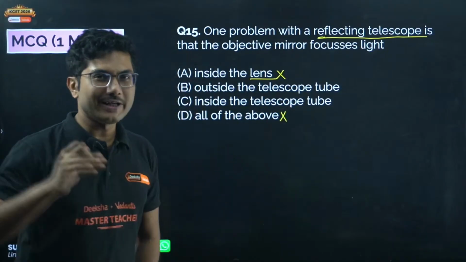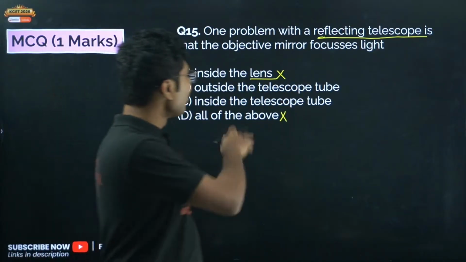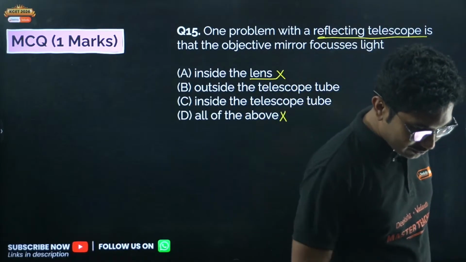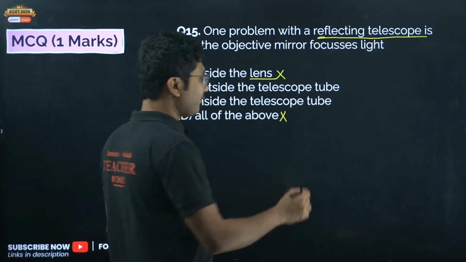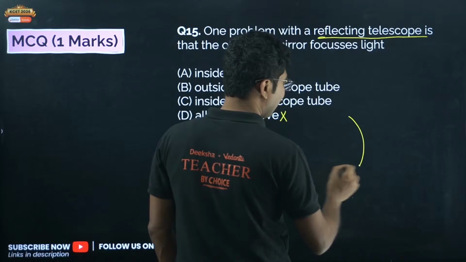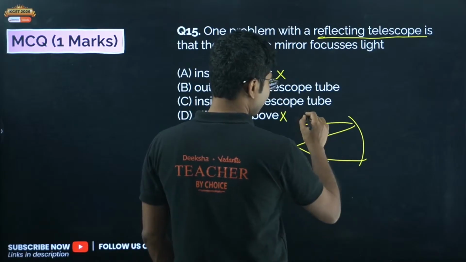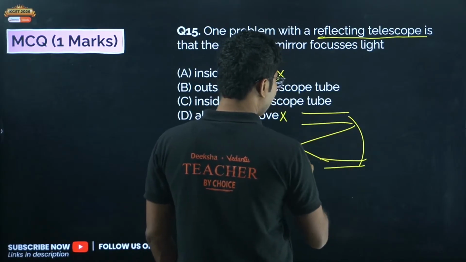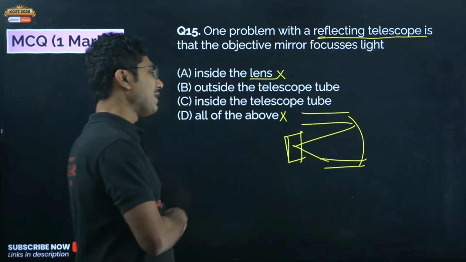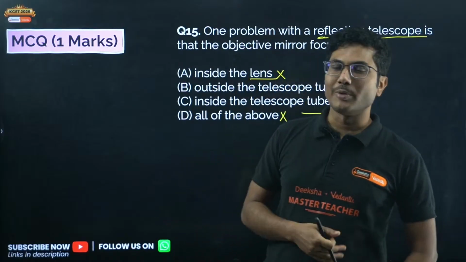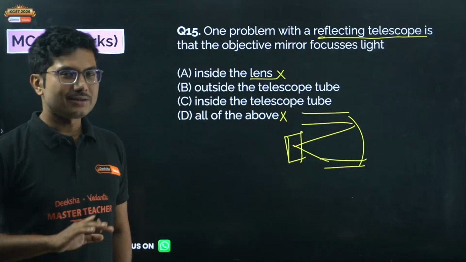So two options are already eliminated. You are playing KBC and you already got the 50-50 option. Which one will be correct? Rukmini is saying 15B, outside the telescope tube. Now if you are using a reflecting telescope, this is your telescope tube, and if the image is forming outside the tube, you can easily put a screen over here and have the image. So if it is forming outside the tube, we would not have any problem. That is not an issue.